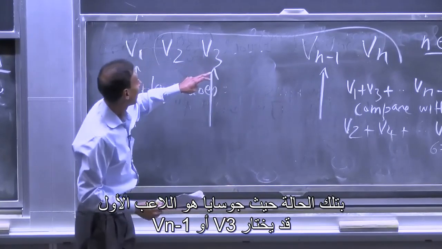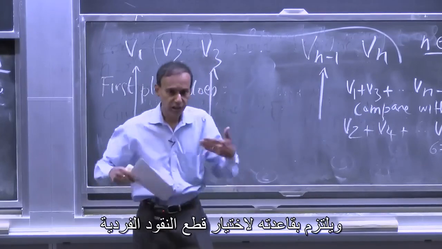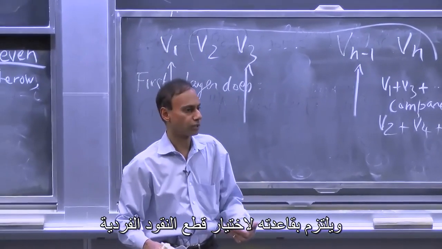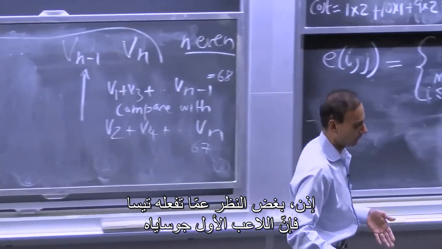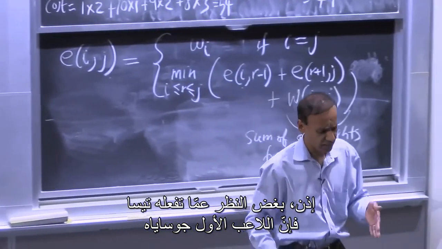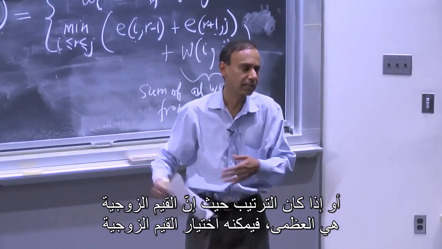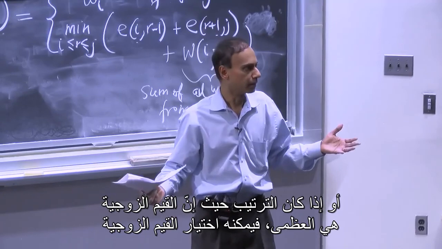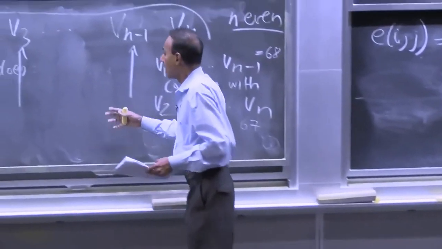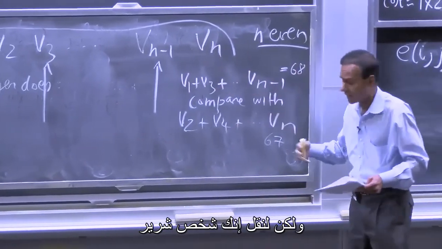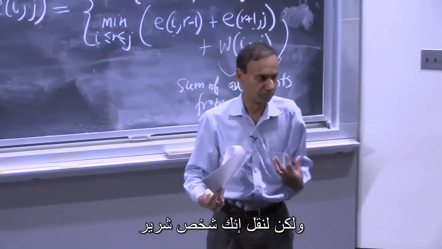In that case, Josiah, who's the first player, could pick V3 or Vn minus 1 and stick with his rule of picking the odd coins. All right? So regardless of what Tessa does, the first player, Josiah, could pick odd if odd was the way to go, or if the values were such that even were the way to go, he could go even. Okay? So no reason for the first player to lose, but let's just say that you're a nasty person, right?